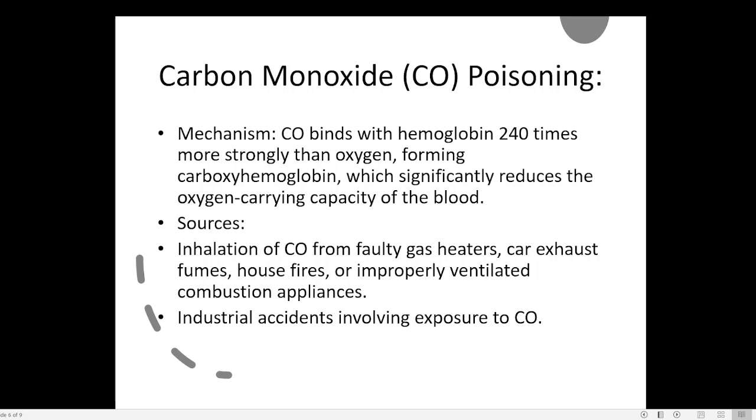So more carboxyhemoglobin forming in your RBC or in your blood means that your blood's ability to carry or transport oxygen may be reduced. So this is mainly the problem of carbon monoxide poisoning.